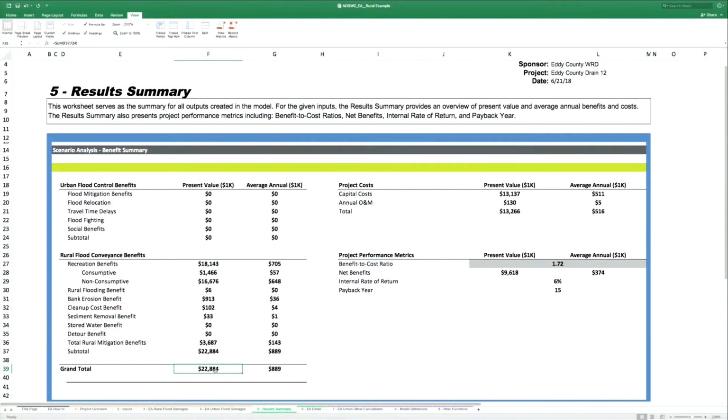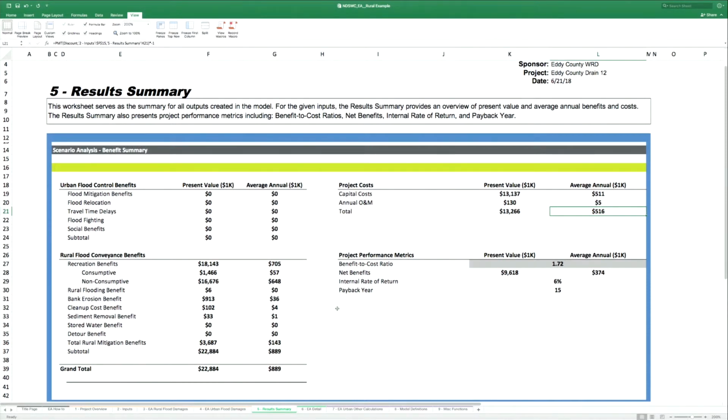So based on what we've plugged in, we had 22.9 million in benefits, or on an average annual basis, roughly $900,000 in benefits per year. So we had 13 million in capital costs, and an average annual O&M of 130,000 per year, which works out to be an average annual cost of 516,000 over the life of the project.